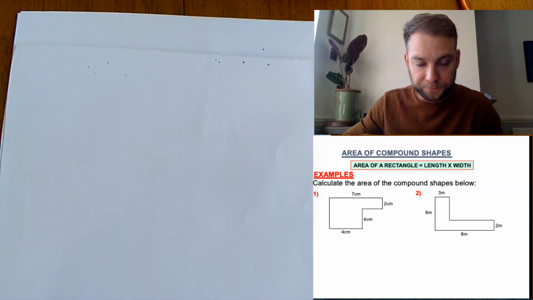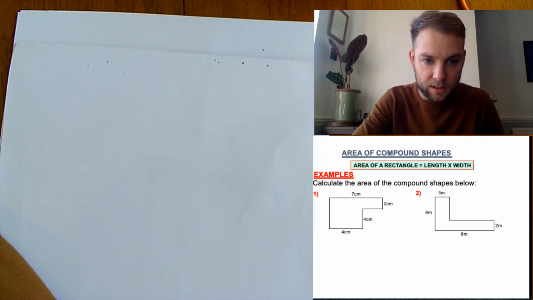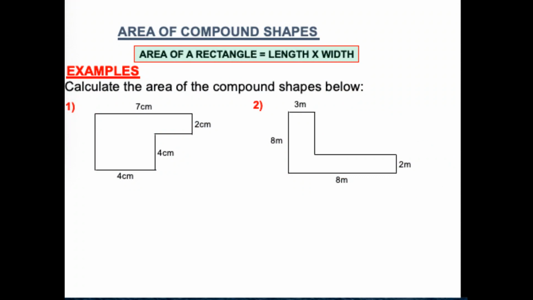So let's draw this first one down. I'll just make it big in case you can't see it. So we've got this L shape. Make sure you're getting this down in your book, remember. If you need to pause, then pause.